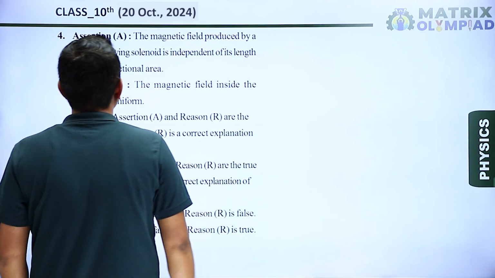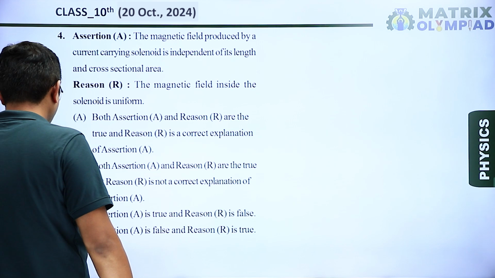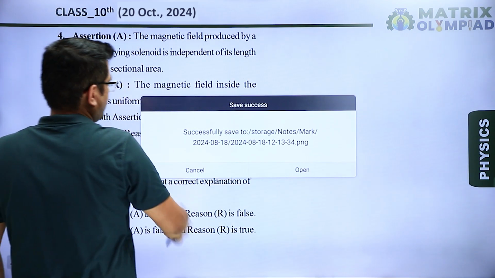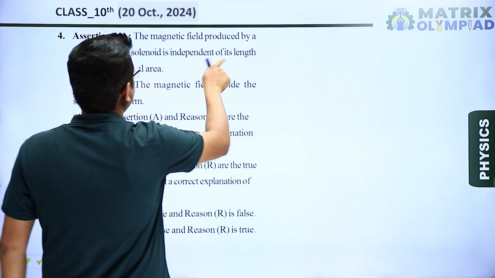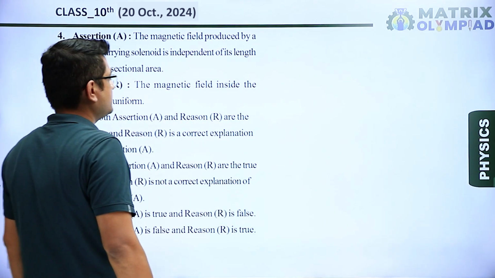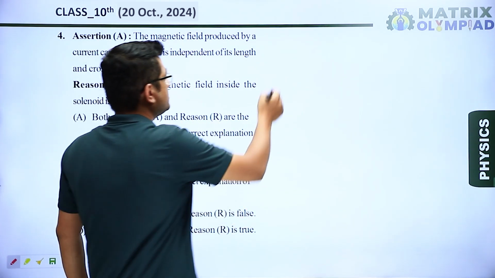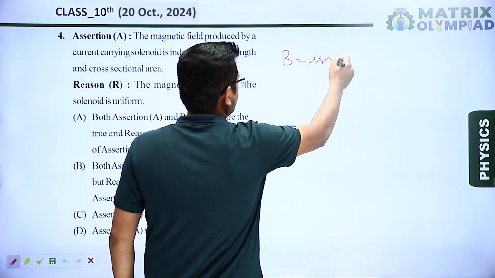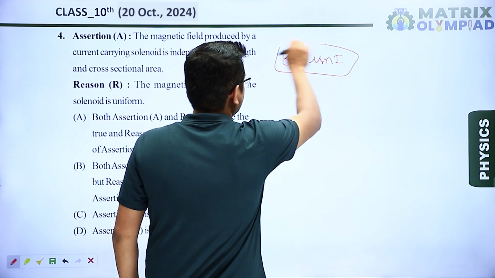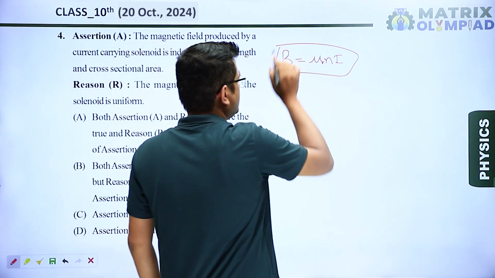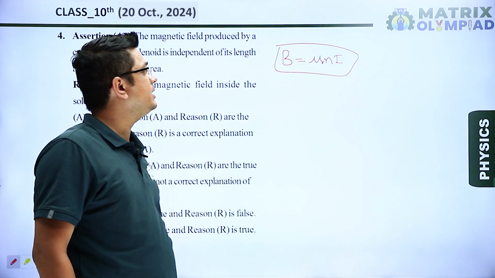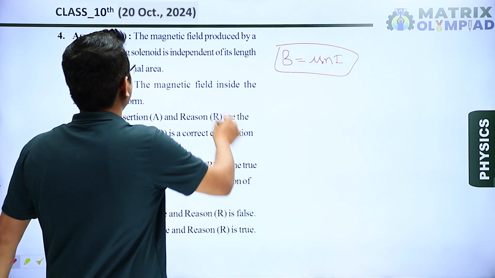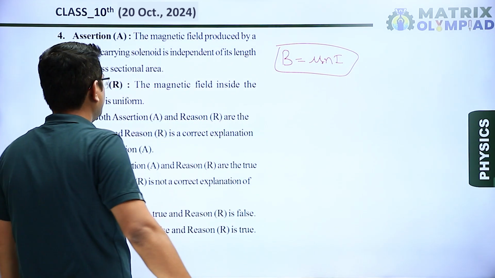So it is an assertion reason question. In assertion, it is said the magnetic field produced by a current carrying solenoid is independent of its length and cross section area. So this is a true statement because magnetic field inside solenoid is given by mu naught n i. So magnetic field depends on the nature of medium, number of turns per unit length and current flowing through the solenoid. It does not depend on length and cross section area.